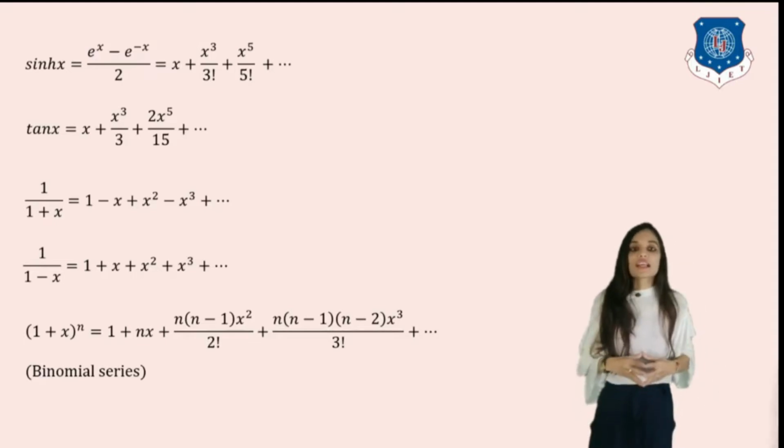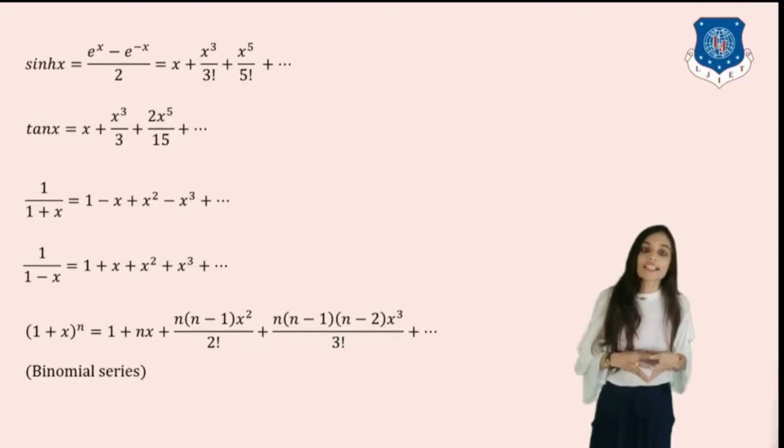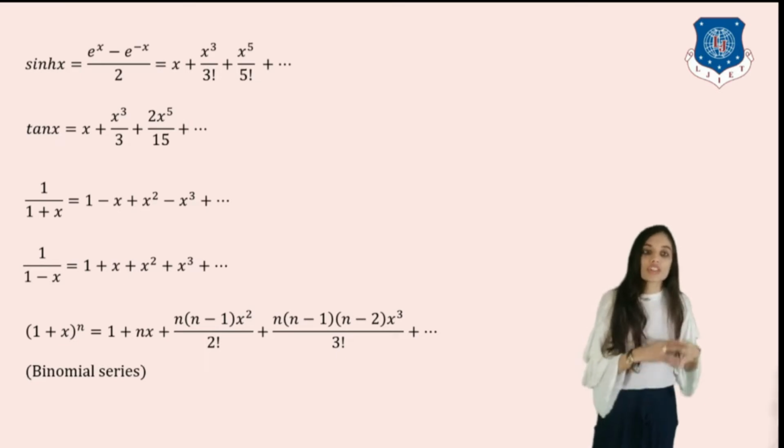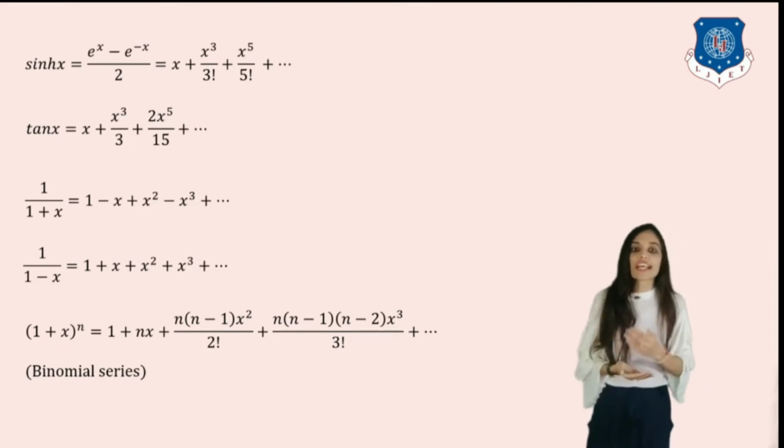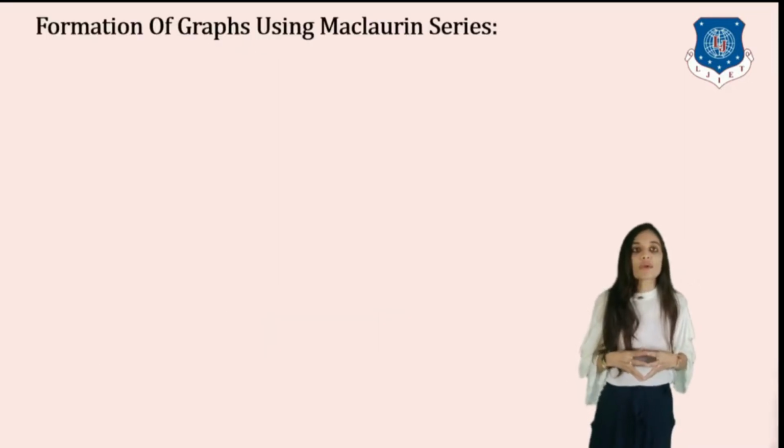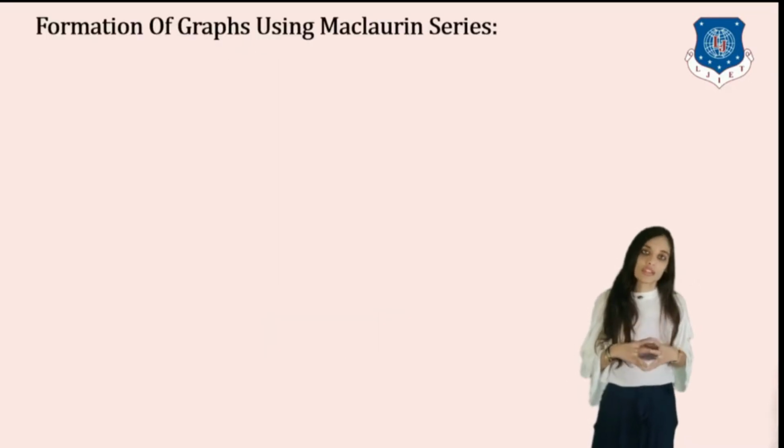All these series can be found out using our Maclaurin series formula, that is f of x is equal to f of 0 plus x upon 1 factorial f dash of 0 plus and so on. Just you have to find the derivatives of the function, put the value of x as 0 and you will get our required series. Now let us see the formation of graphs using Maclaurin series.